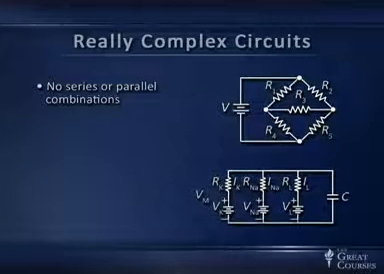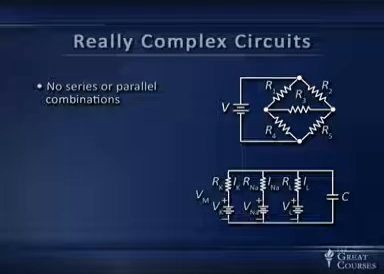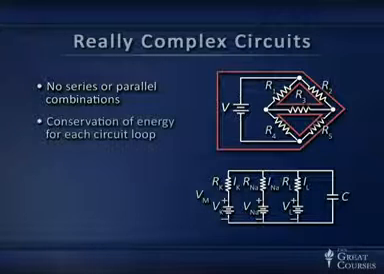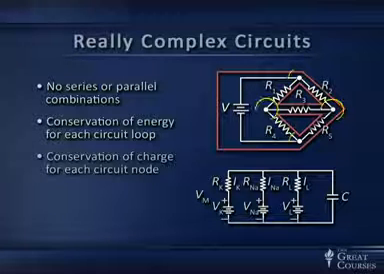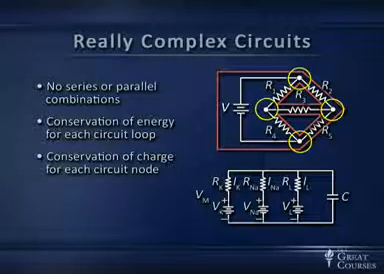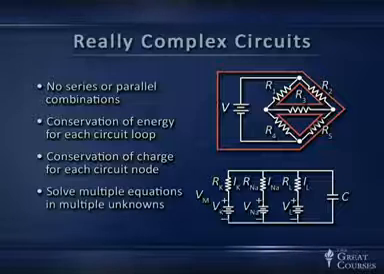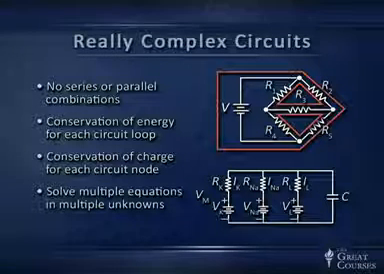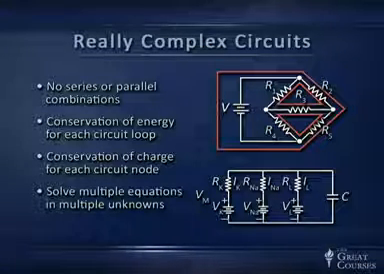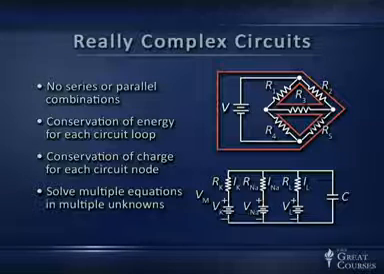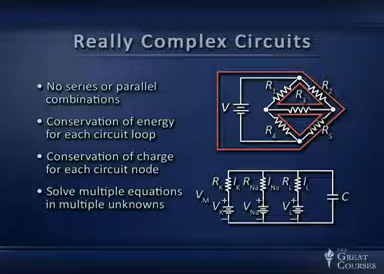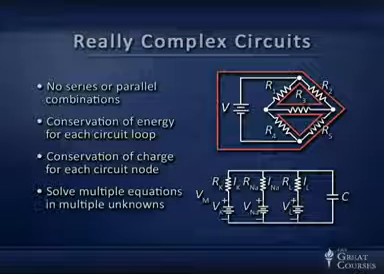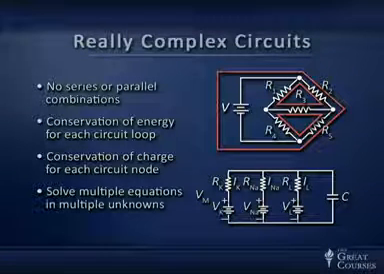There are no series or parallel combinations in these, so what we do is write conservation of energy for each circuit loop in one of these circuits, and conservation of charge for each node, each point where current can split and go different ways, and we solve multiple equations and multiple unknowns. And I'm not going to do any more with that here. If you became an electrical engineer, you would take entire semesters of circuit analysis, and you'd understand the mathematics of how to deal with such circuits. So that is how we handle really complex circuits.